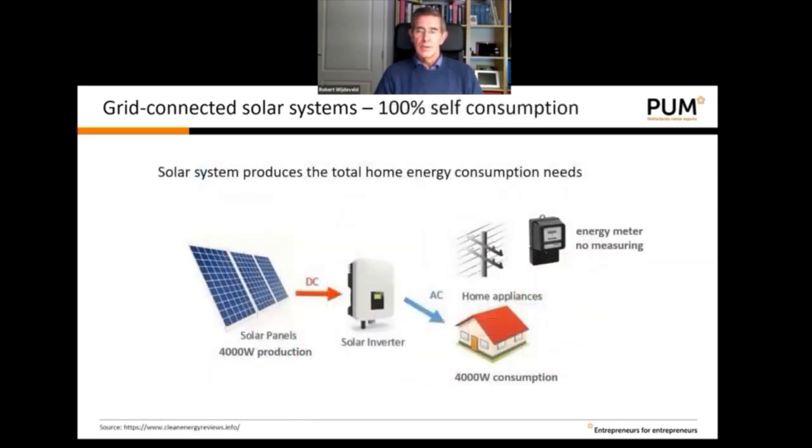Let's assume a solar system produces the total home energy that you need in your house. For example, the solar panel produces 4,000 watt of power. It goes into the inverter, and your house needs 4,000 watts as consumption. So all the solar energy goes to your house. There is no need for electricity from the local grid, so the energy meter measures nothing.